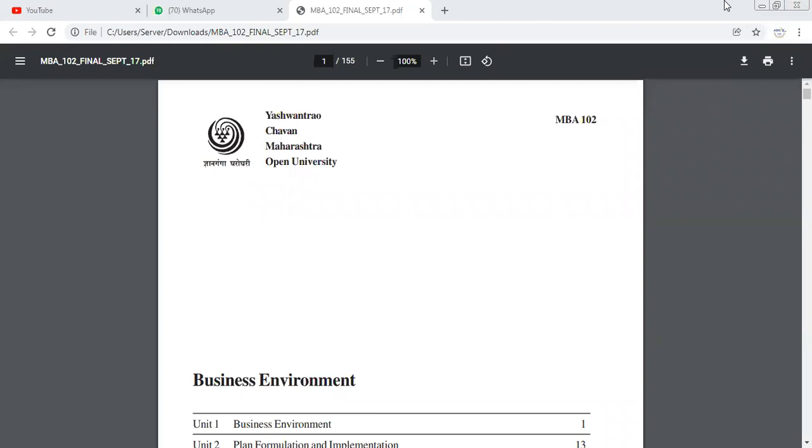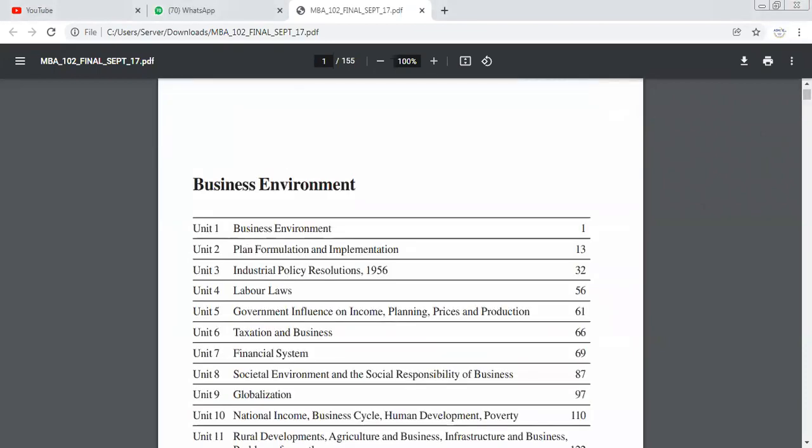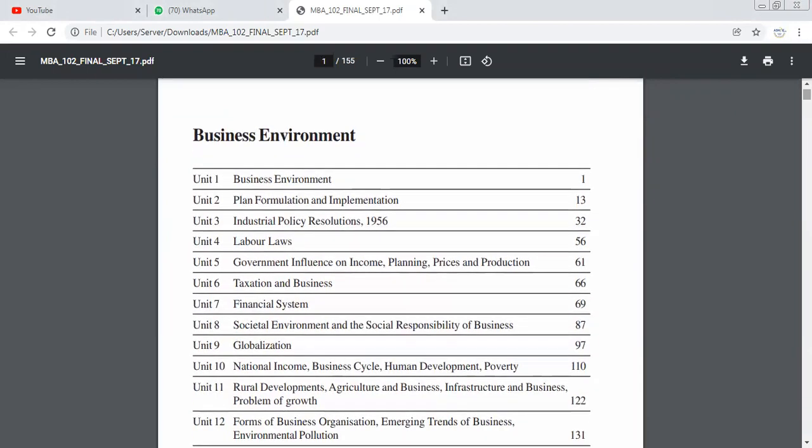Good morning, friends. So today we are going to see the first chapter called business environment. This is your syllabus. Please go downward. See, this is your first unit, business environment. The second one is plan formulation and implementation.